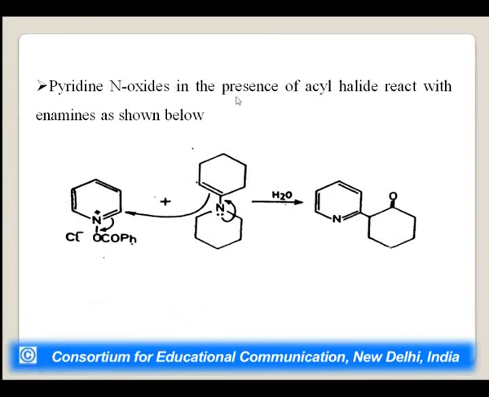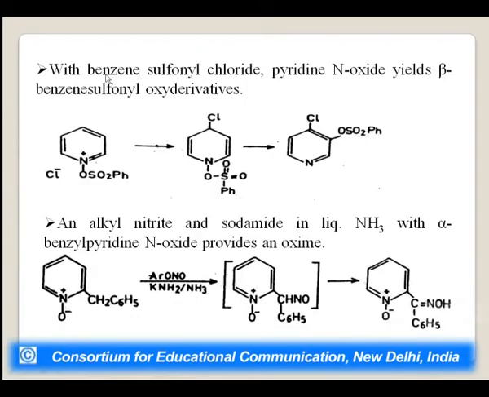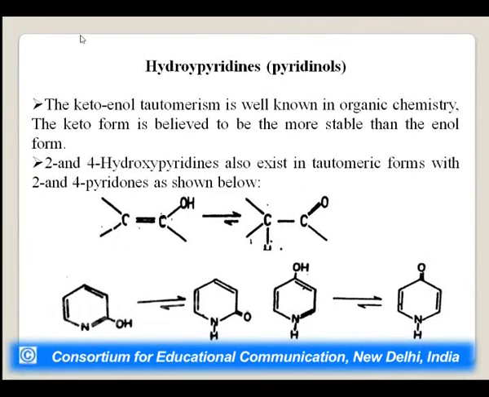Pyridine N-oxides in the presence of acyl halide react with enamines as shown below. This is the kind of reaction. Here you can see what kind of reaction takes place. With benzene sulfonyl chloride, pyridine N-oxide yields beta-benzenesulfonyloxy derivatives. An alkyl nitrite and sodamide in liquid ammonia with alpha-benzyl pyridine N-oxide provides an oxime. Here you can see this kind of intermediate will form, and this is the oxime derivative of pyridine N-oxide.